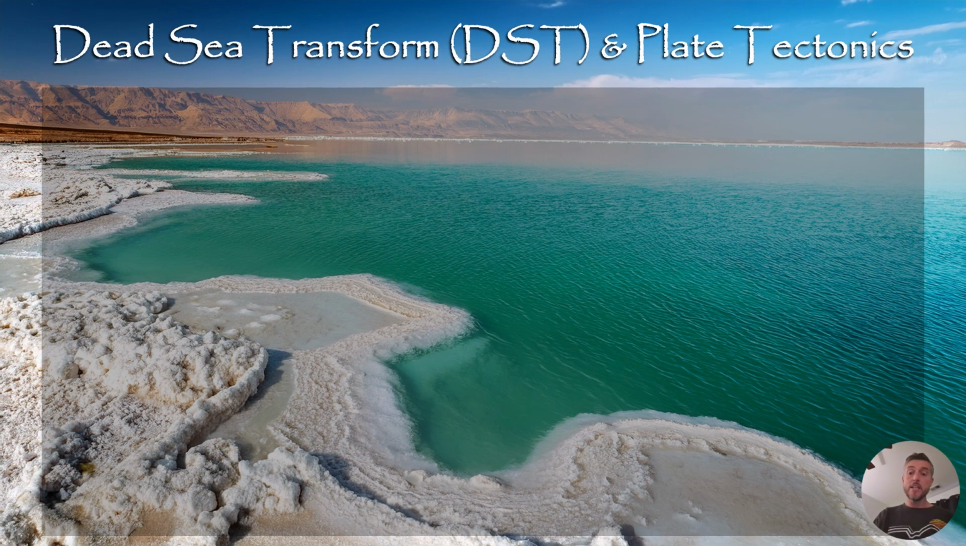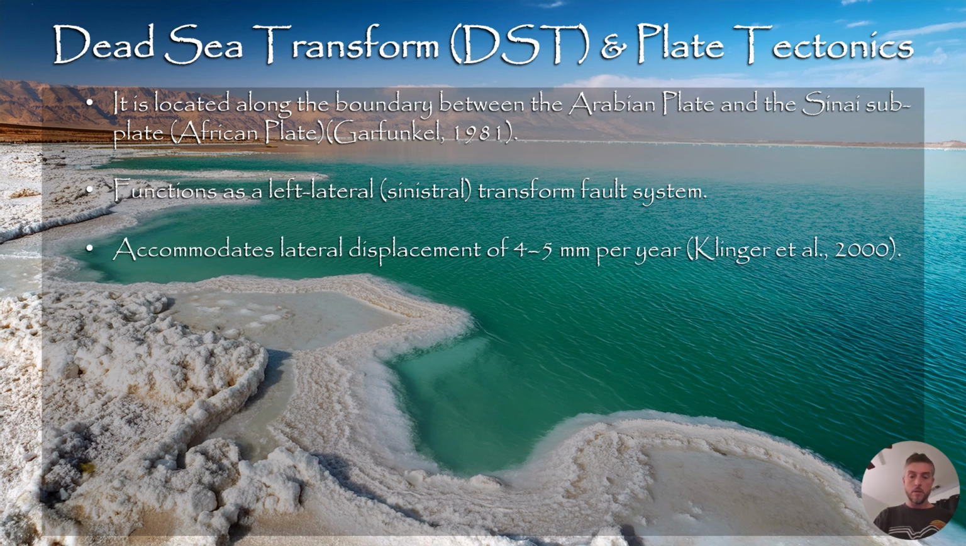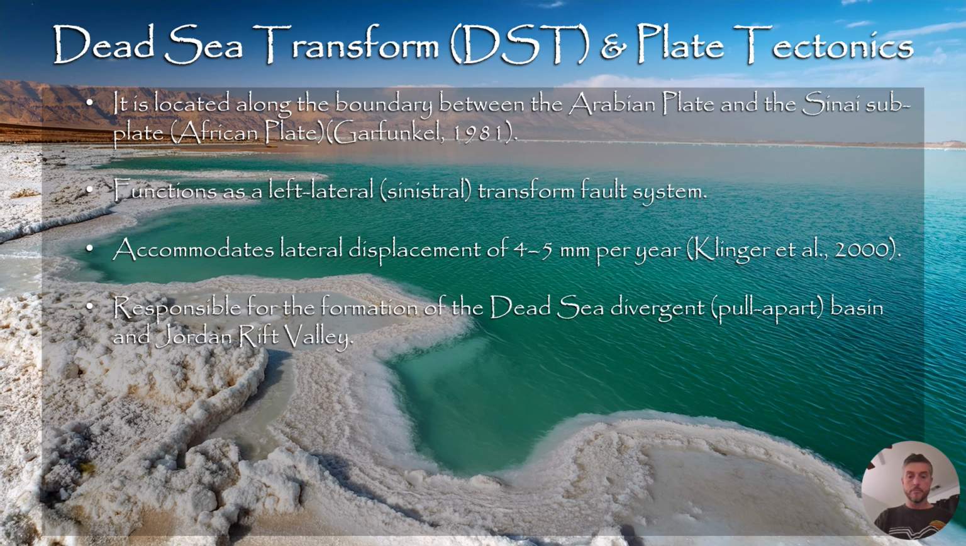The Dead Sea Transform, or the DST, in plate tectonics, located along the boundary between the Arabian Plate and the Sinai subplate, functions as a left-lateral sinistral transform fault system, accommodates lateral displacement of 4 to 5 millimeters per year, responsible for the formation of the Dead Sea divergent or pull-apart basin and Jordan Rift Valley.